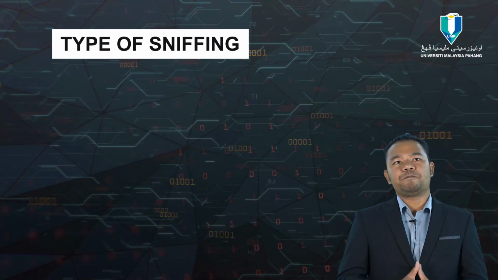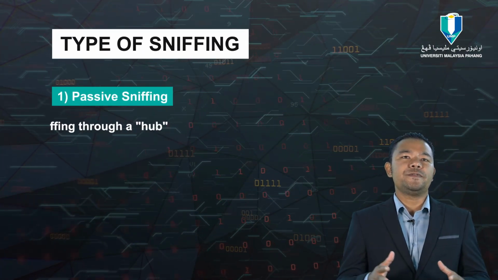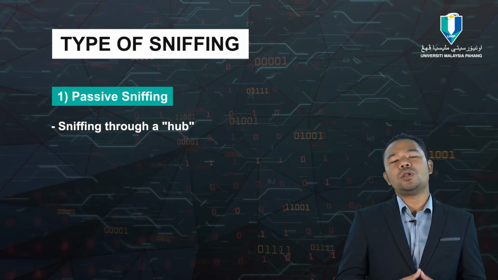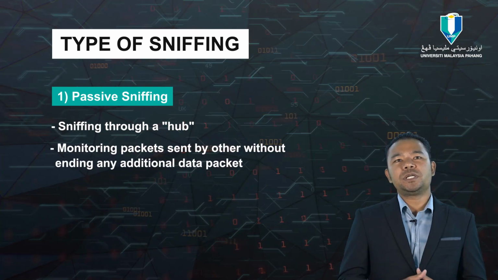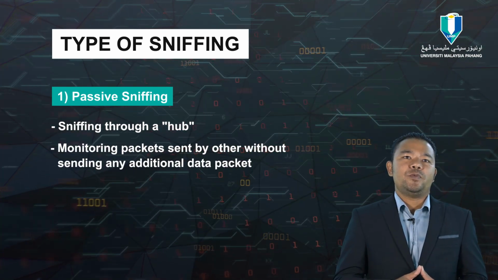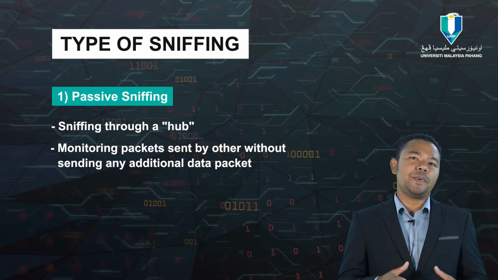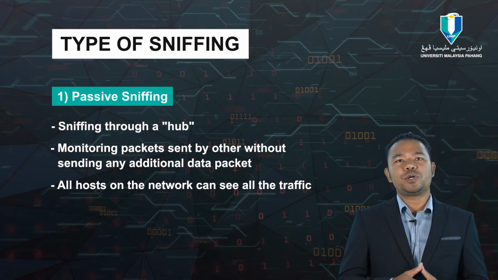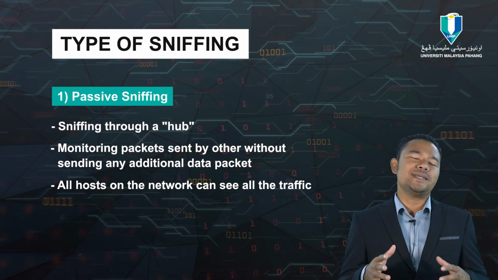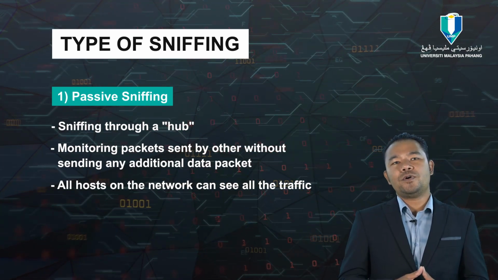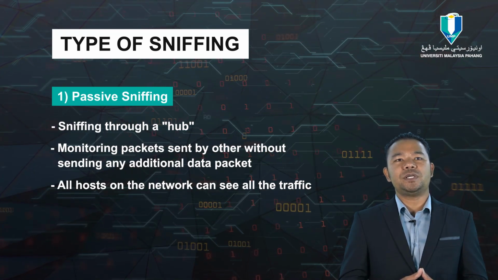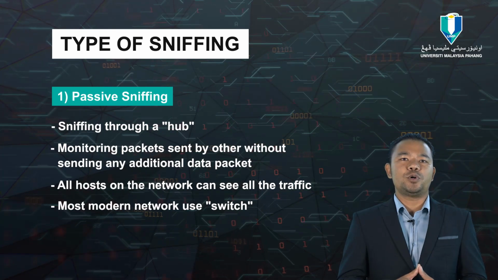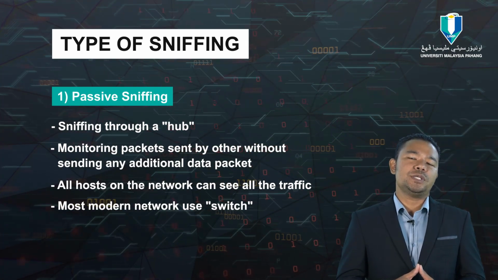Passive sniffing. Passive sniffing refers to sniffing through a hub, wherein the traffic is sent to all ports. It involves monitoring packets sent by others without sending any additional data packets in the network traffic. In a network that uses a hub to connect systems, all hosts on the network can see all traffic, and therefore the attacker can easily capture traffic going through the hub. Hub usage is an outdated approach. Most modern networks now use switches.